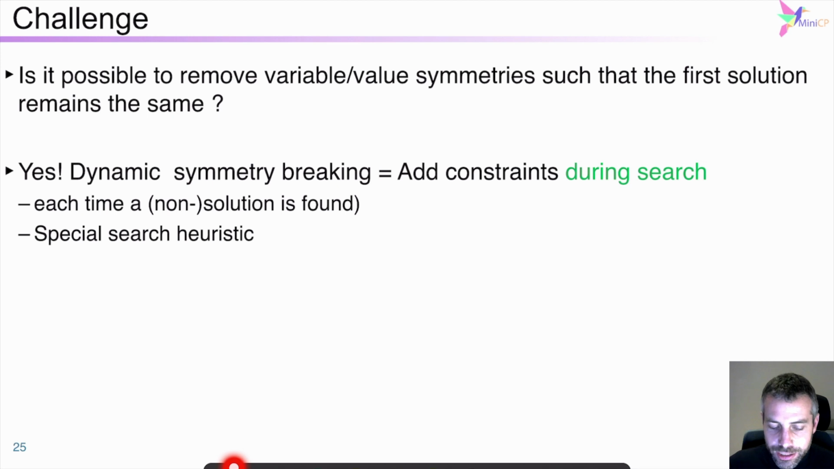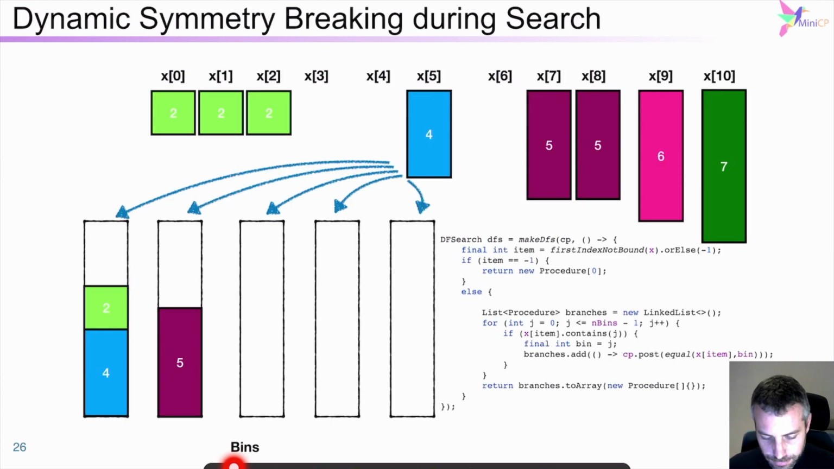So the challenge now is, can we find a technique to break the value symmetries or the variable symmetries so that the first solution remains exactly the same as before? And the answer is yes, it's possible to do that, but we need to do it in a dynamic way during the search. So during the search, we will try to avoid symmetrical search spaces, and we'll implement a dedicated search for that.